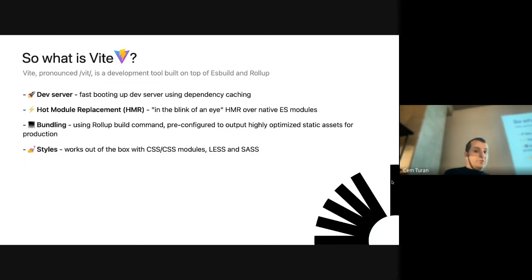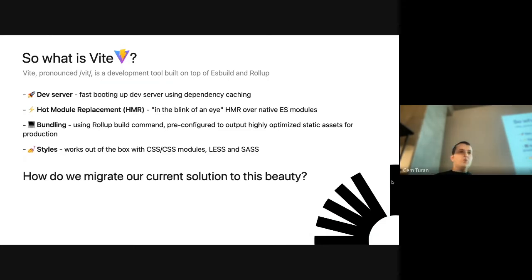So now I'm sure that everybody's asking, how do I migrate our current solution to this beauty, right? And here I need to make a disclaimer. I will be showing some things that are about migration from Create React App to Vite. But I think pretty much if you're using custom Webpack configuration or Rollup or any other kind of bundler, you can follow the same pattern, right? So just bear with me and you'll figure it out.